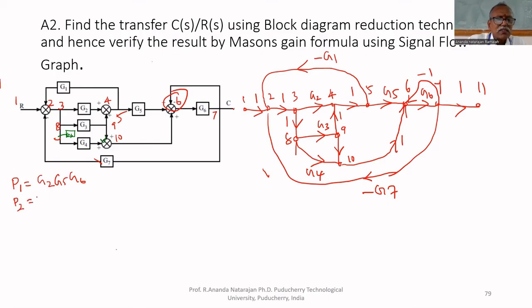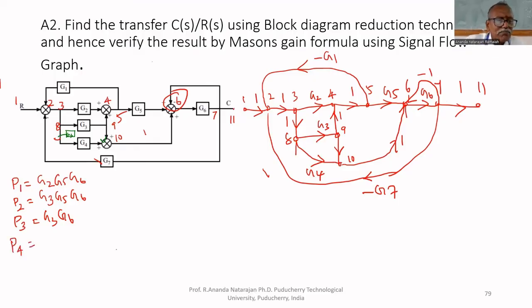Therefore, the second forward path is G3, G5, G6. Third forward path, you can come down here. At G3, there are two paths. One goes up, another one goes down. Therefore, G3, G6 is another forward path. What is the path? 1, 2, 3, 8, 9, 10, 6, 7, 11. That is one path. G3, G6. That's all.